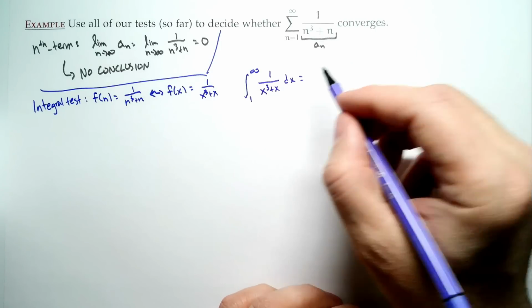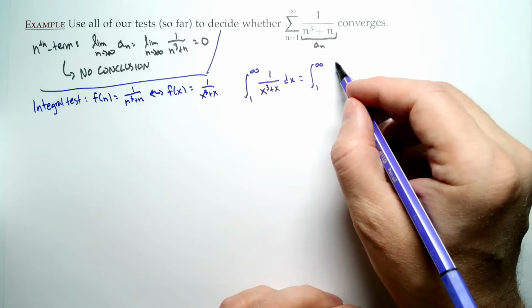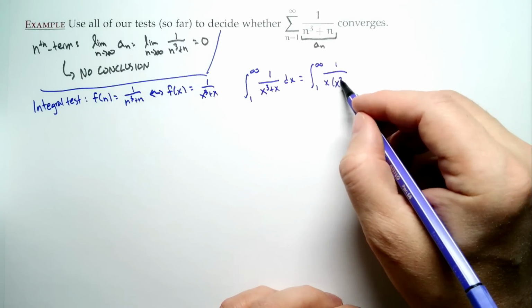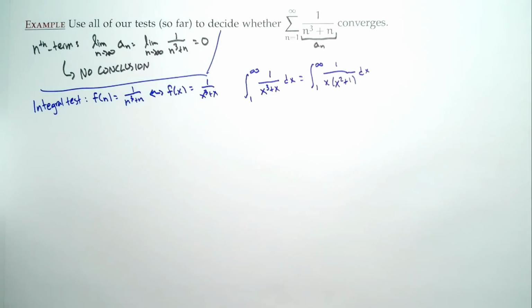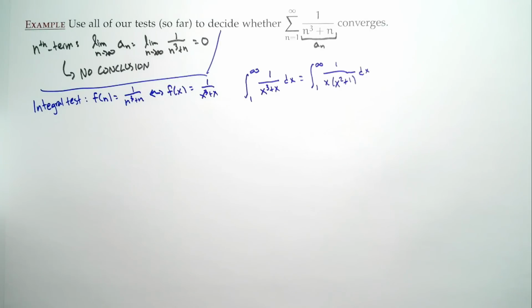All right. Well, that means we actually have to integrate it, right? Because we've got to do the test. Now, 1 over x cubed plus x is the same as 1 over x times x squared plus 1. We can factor. And how do we integrate something like 1 over x times x squared plus 1? Is there any technique which we might be partial to using here? Anything come to mind? Yeah, this is partial fractions, right?